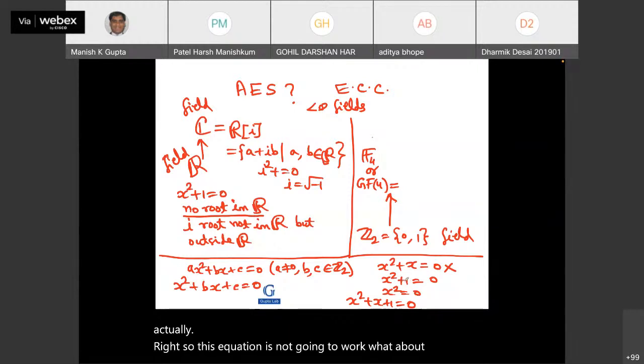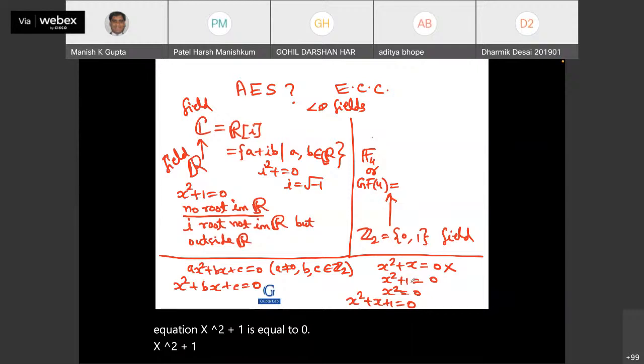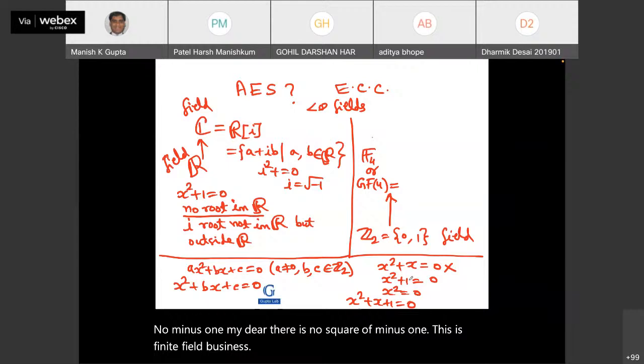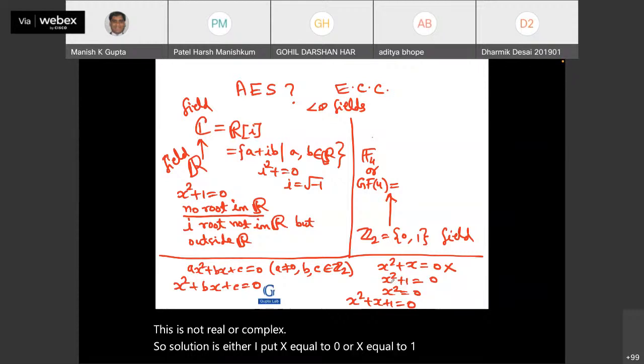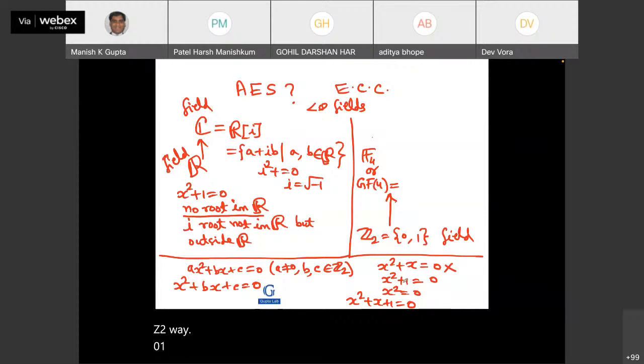What about this equation? x square plus 1 is equal to 0. This will work because x square plus 1 is equal to 0, so x is the square root of minus 1. But my dear, there is no square root of minus 1 here. This is finite field business, not real or complex. So the solution is either x equal to 0 or x equal to 1, right? If I put x equal to 0, 0 is not a root, fine. But if I put x equal to 1, 1 plus 1 is what? In Z2, 0. So 1 is a root here, right? So this is also not going to work.